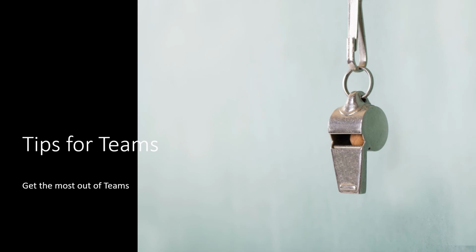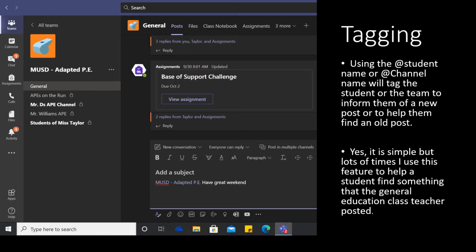So tips for Teams, how to get the most out of Teams. We're going to go over the next few slides, a few cool little techniques and tricks that we try to help get everything we can out of Teams. First one is tagging. We use the @ symbol, and you can use a student's name or a channel's name to inform students of new posts, new assignments, change in time, equipment they may need. I've used this in my general ed class where a teacher put up an assignment the day before, and they're in class, and I need to let that student know where to find that post so they can watch a YouTube video. So this is tagging right here, and you can do that right here in the chat.